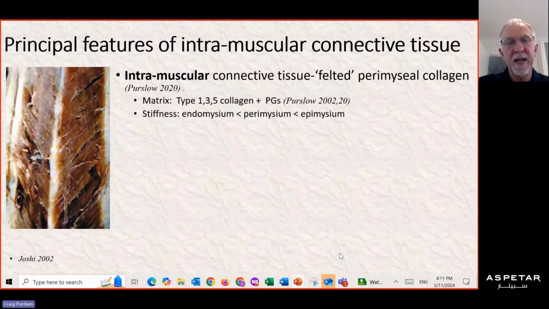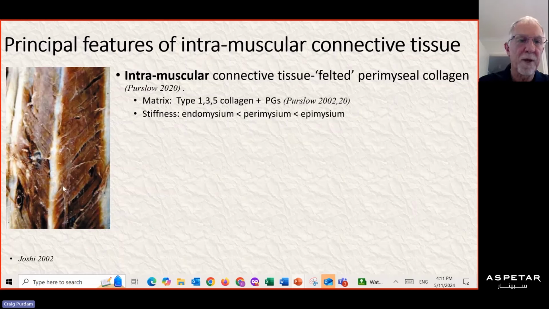Now we need to understand a couple of quite unique properties of this intramuscular connective tissue. Effectively, it's formed by the perimysium of all these muscle fibrils and collections of muscle fibrils, and this is interwoven to actually form these intramuscular tendons. It's collagenous type 1 and 3 with some type 5 collagen as well, and the proteoglycans are actually different to that of free tendon.